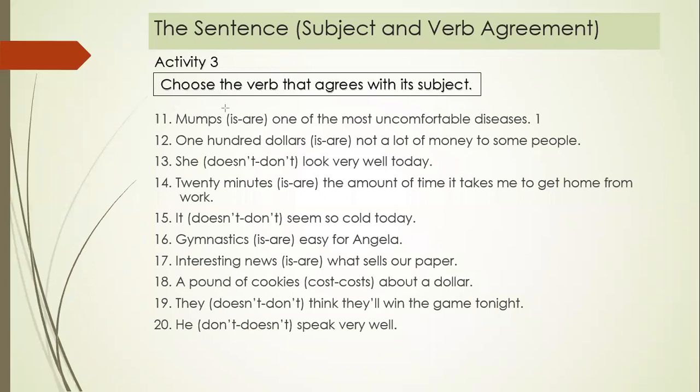Mumps, number 11, are one of the most uncomfortable diseases. Oh, mumps is singular, so we have to use is. Although it looks like plural, actually it is singular. $100 is. Okay, all right. She, of course, doesn't. Very easy. 20 minutes. All right, its time is the amount of time it takes me to get home from work.